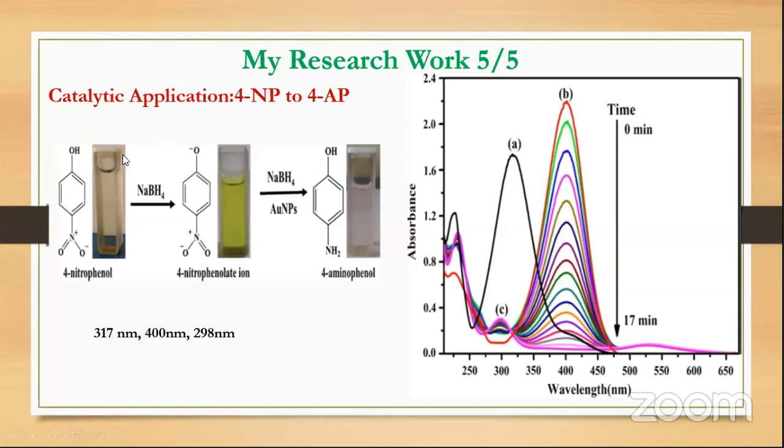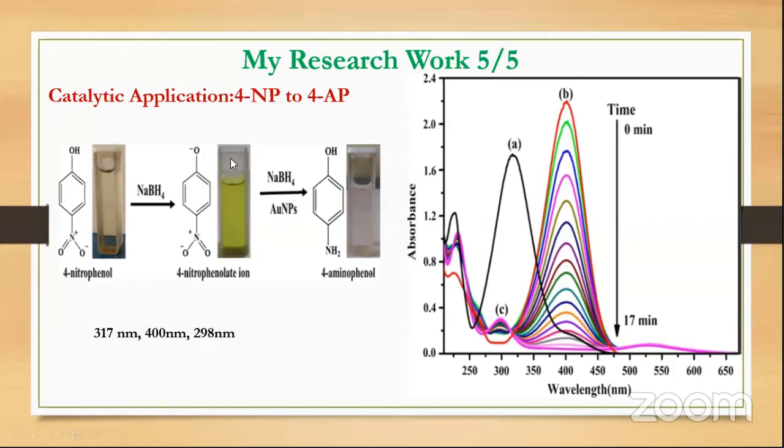Now let us see here. After adding sodium borohydride to 4-nitrophenol, the 4-nitrophenolate ion forms at 400 nanometers. See here, the intensity is also more intense, nearly 2.2 or 2.3 for this peak. It indicates the formation of the 4-nitrophenolate ion, and the color is also one of the indications for us. Now see here, there is no conversion of 4-nitrophenol to 4-aminophenol without the nanoparticle.